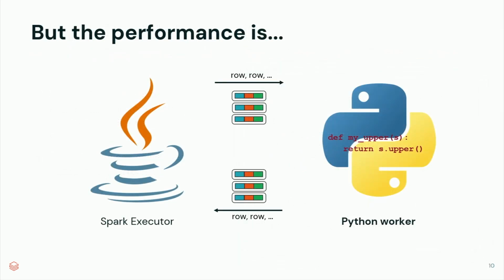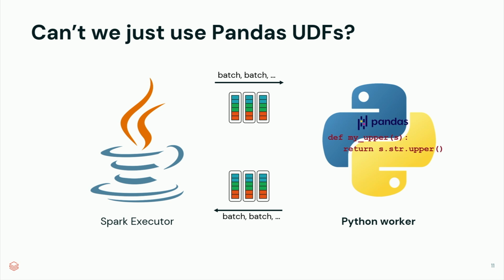As I mentioned, the performance is not that great. There are several reasons behind it, but basically you're serializing row by row, one by one, and then you're using Pickle, which is not designed for efficient encoding.